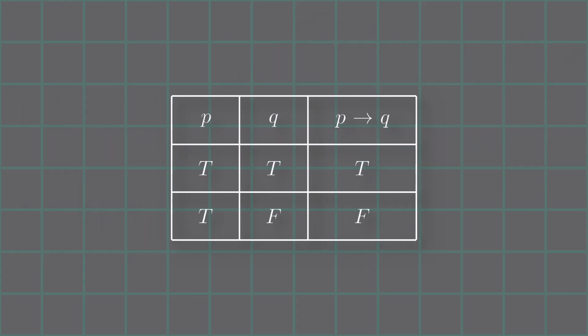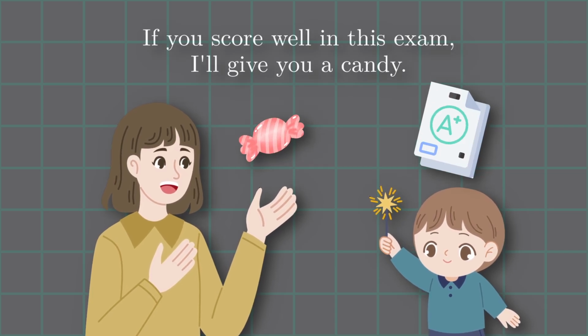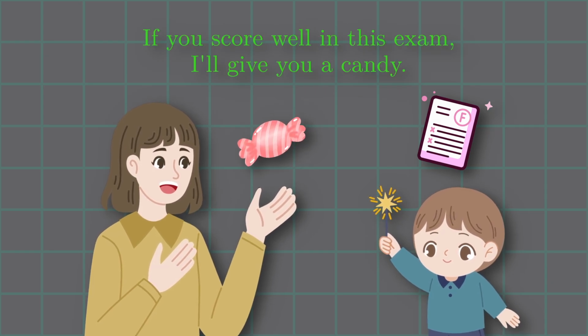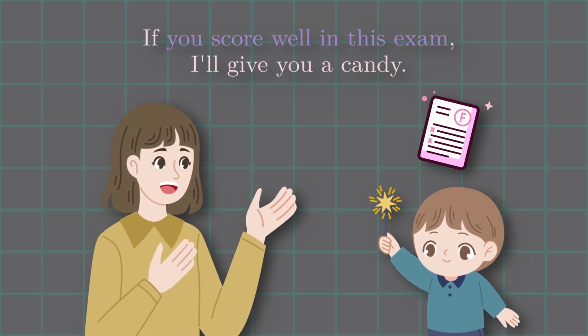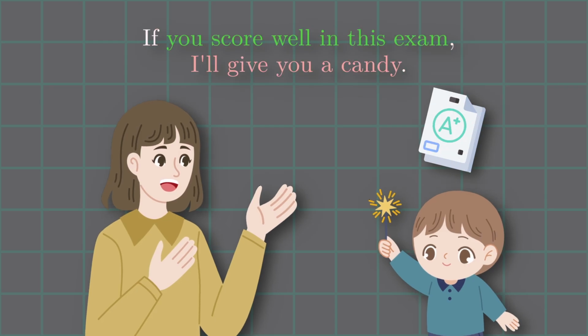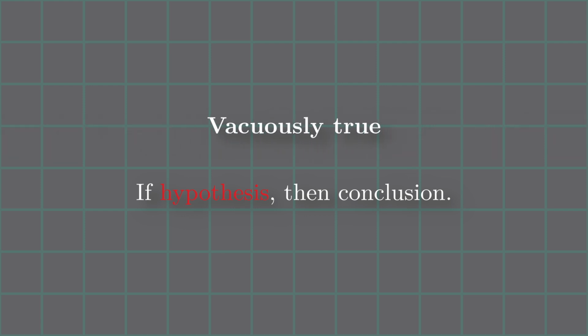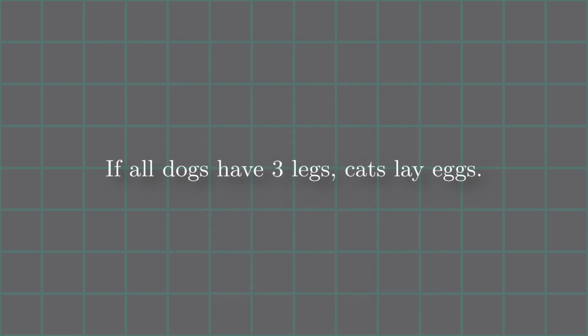We know what happens when the hypothesis is true, but what if it's false? Suppose a mom tells her child, if you score well in this exam, I'll give you a candy. If the child then fails the exam, the mom wouldn't have broken the promise regardless of whether she ends up giving him the candy or not, since she didn't say anything for the case of the child not doing well for the exam. The promise is only broken if the child does well in the exam and the mom doesn't give him candy. Hence, we consider the statement to be true by default or vacuously true when the hypothesis is false. Thus, the truth values of the conditional statement can be summarized in this way. Hence, the statement if all dogs have 3 legs, cats lay eggs is strangely true.